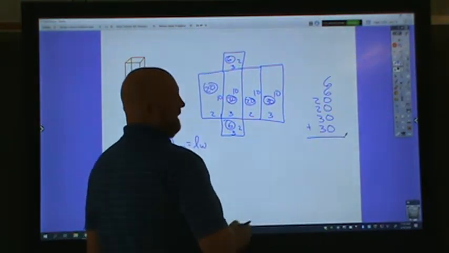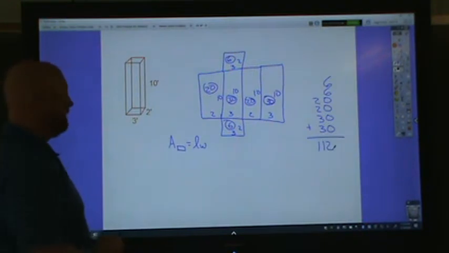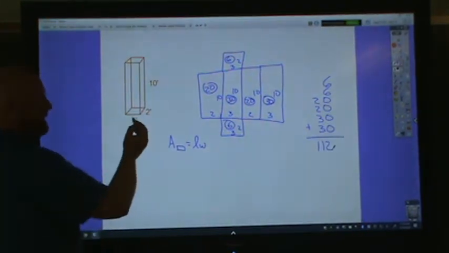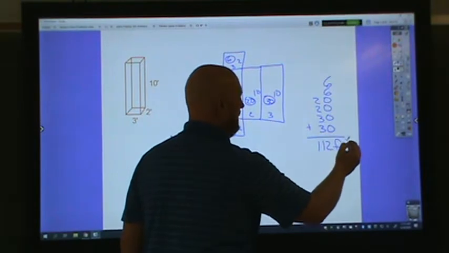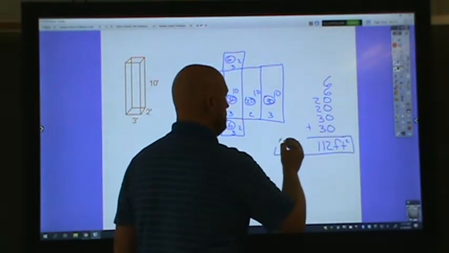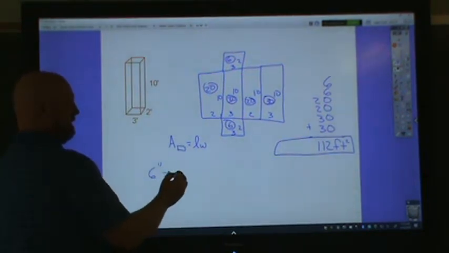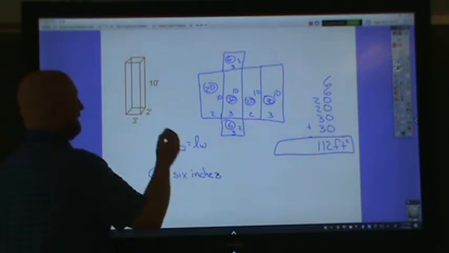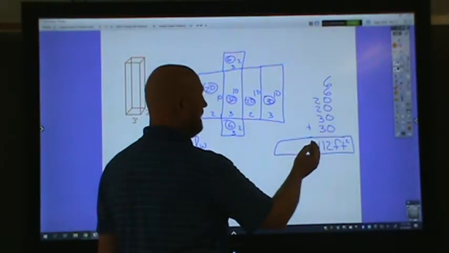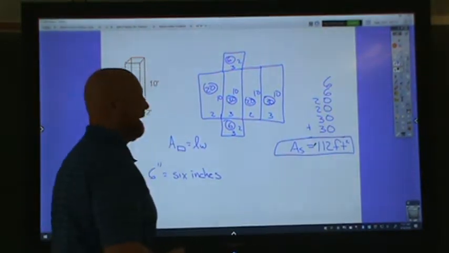When I add that together, I get 112. My unit is always a unit squared with an area, so in this case it'll be feet squared. That little dash stands for feet. If there are two of these, like if we were to write this, this would be 6 inches. But a single dash, feet. And then again, this is a surface area, so I could write A sub S or capital S, capital A.